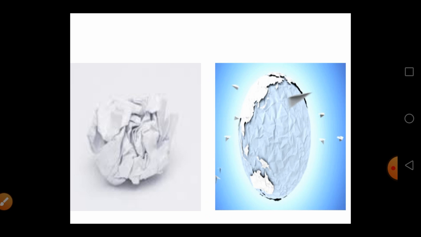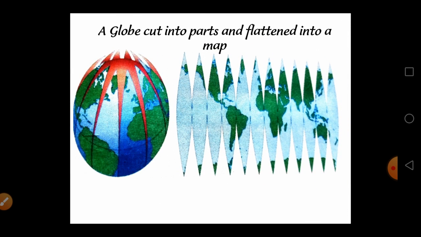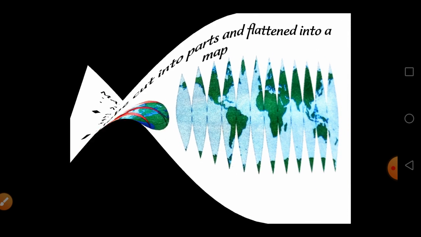We will not be able to do it. So the same problem is faced when the spherical surface of the earth is represented on a flat paper or a cloth. So to overcome these difficulties, maps are made by cartographers. So who are cartographers? Cartographers means map makers.